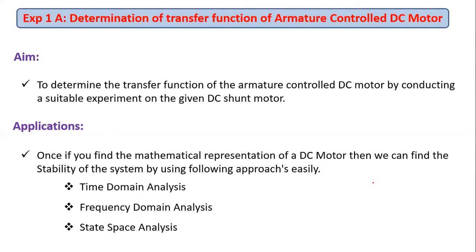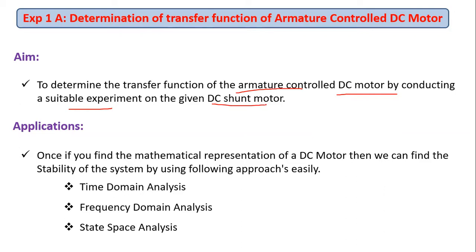Coming to the aim of the experiment: to determine the transfer function of the armature control DC motor, that is, the DC shunt motor we are using, by conducting a suitable experiment on the given DC shunt motor. So we need to identify the transfer function for the armature control DC shunt motor.